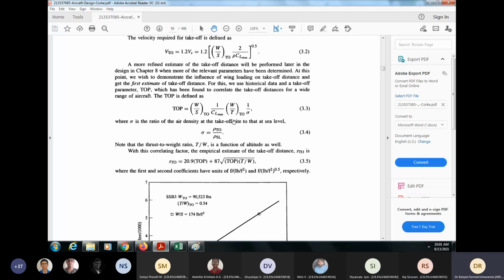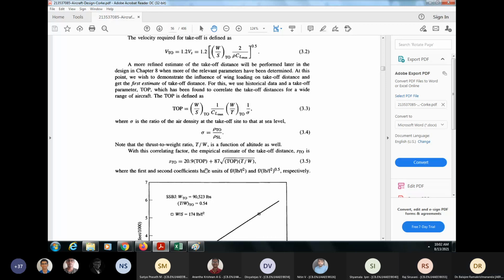Then you see this relation as wing loading. TOP as wing loading. W by T is nothing but T by W, the whole inverse. This is the takeoff parameter. Now substitute this expression in 3.5, and we'll get an equation in terms of W by S and T by W. Inside the root, W by T and T by W will cancel each other, but outside you will still have the W by T.